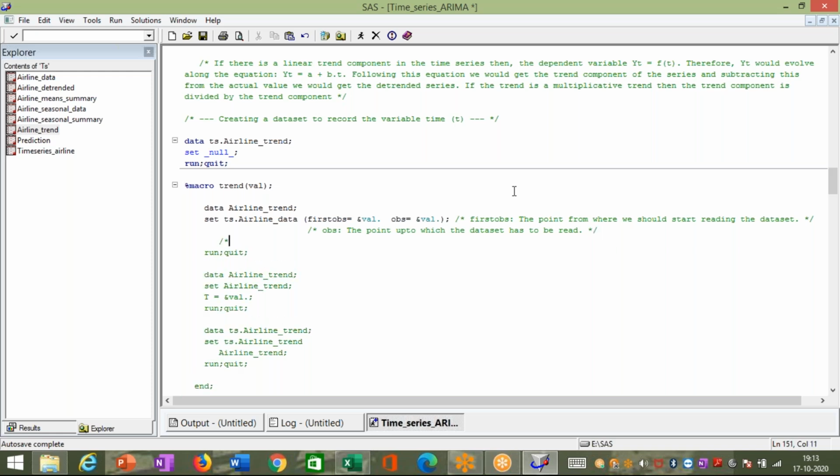So the logic over here is, if we are reading the first and the last point of the data as the same data point, then the output is one single object.